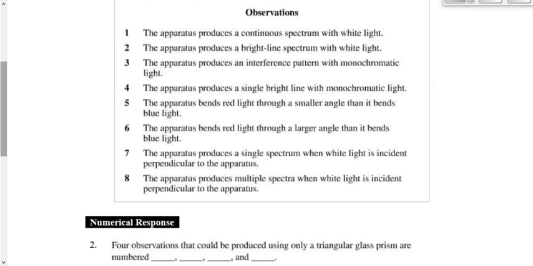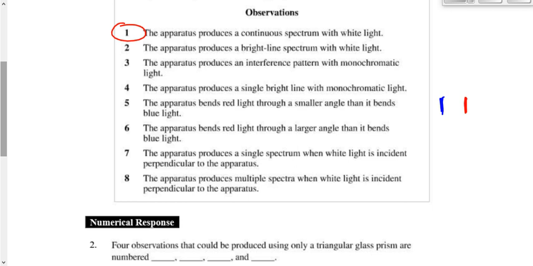Prism, not diffraction grating. When we shine white light through a prism, does it produce a continuous spectrum? A continuous spectrum, by the way, is the rainbow, right? Red, orange, yellow, green, blue, indigo, and violet, transitioning from one to the other, as opposed to a bright line spectrum where we have one color and then a distinct other color. Does a prism produce a continuous spectrum or a bright line spectrum? It's a continuous spectrum, yes. White light produces a continuous spectrum.